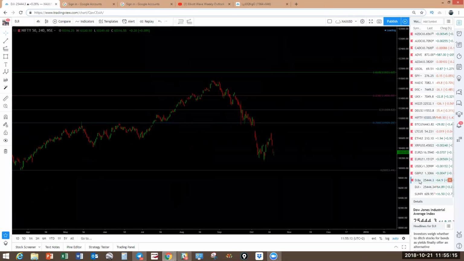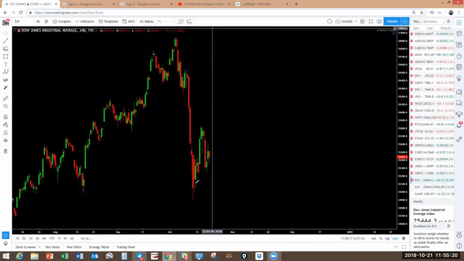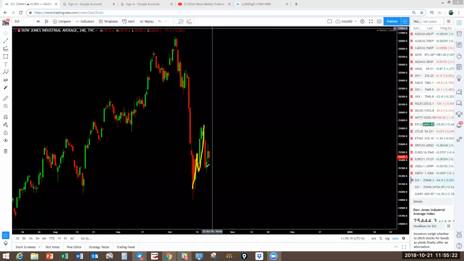The Dow should be the same as the S&P 500. They're all pulling back. They've made three-wave corrections, now pulling back down, pushing back down again. Any correction, we're looking for this to come back down.